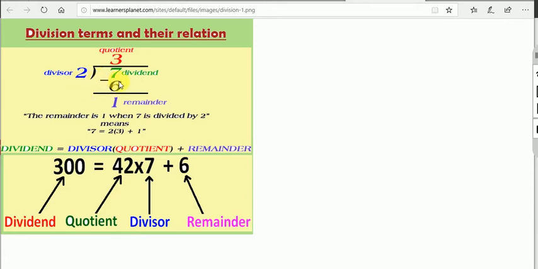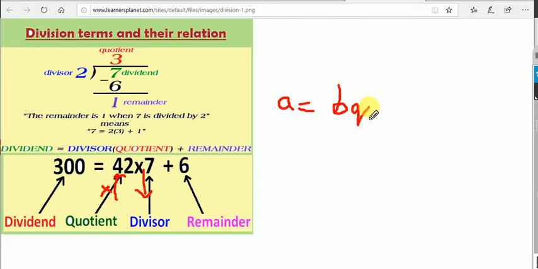When we divide a number, the number we divide becomes the dividend. The number by which we are dividing becomes the divisor. The quotient is what comes over here, and the remainder is what remains. The theorem states that dividend equals divisor into quotient plus remainder. This is basically the same as what Euclid's division lemma states: a equals bq plus r.